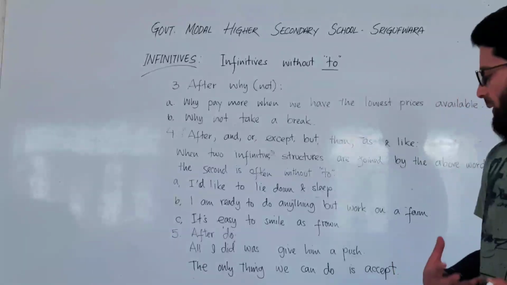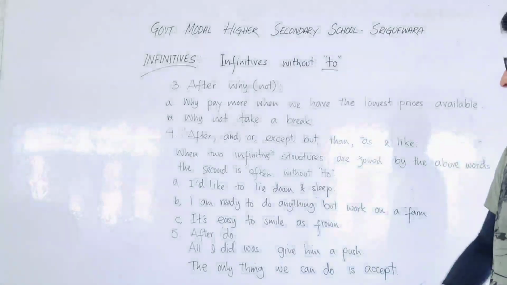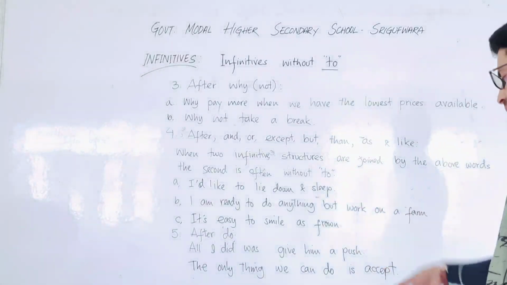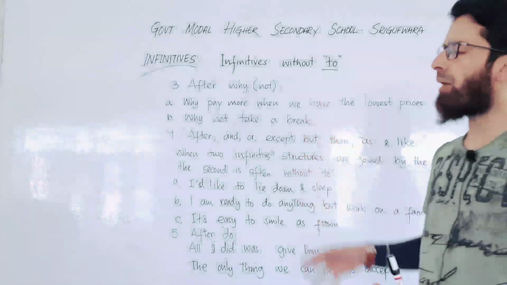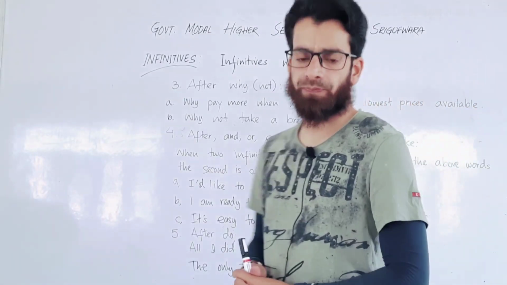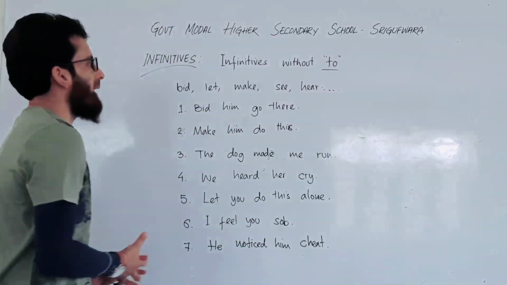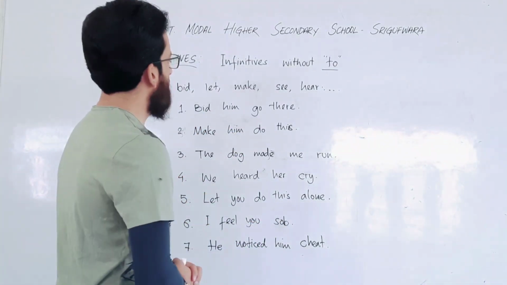The only thing we can do is accept. You cannot say the only thing we can do is to accept. So you can drop to. So this is all about bare infinitives. One more thing I would like to add to conclude this part on bare infinitives.